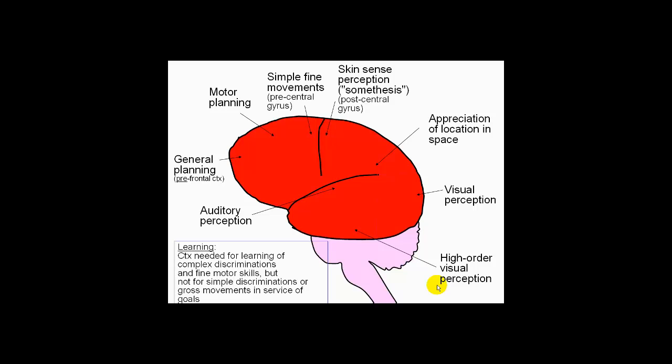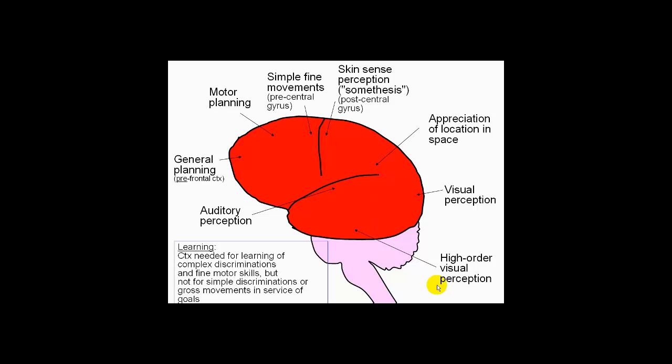In front of the central sulcus, we have the control of movement, and especially of fine movements. In fact, the precentral gyrus here, and I'm sure there are pictures of this in Carter, is sort of a map of the human body, where if you stimulate one part, you get movements of the fingers. Stimulate a different place, you get movements of the toes. Stimulate a different part, you get movements of the nose, and so on.